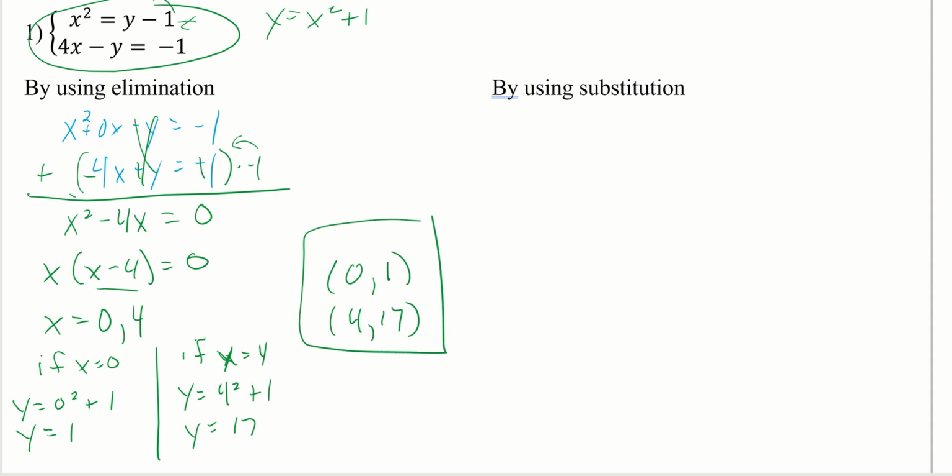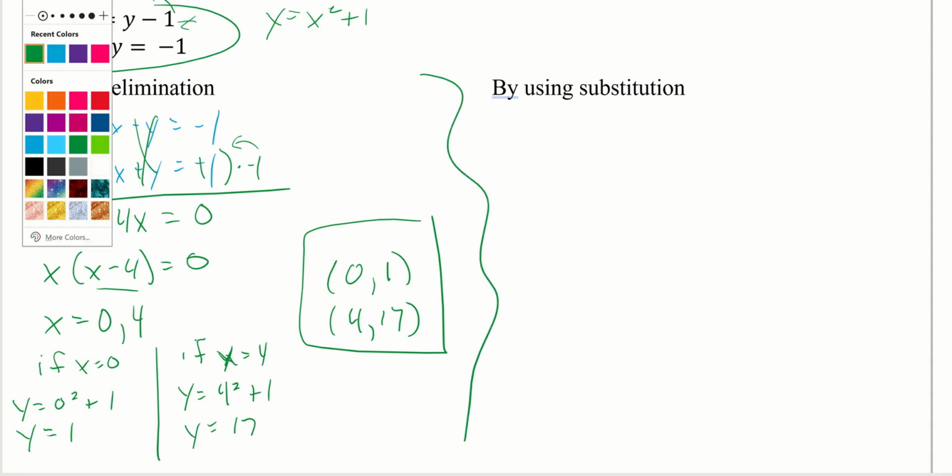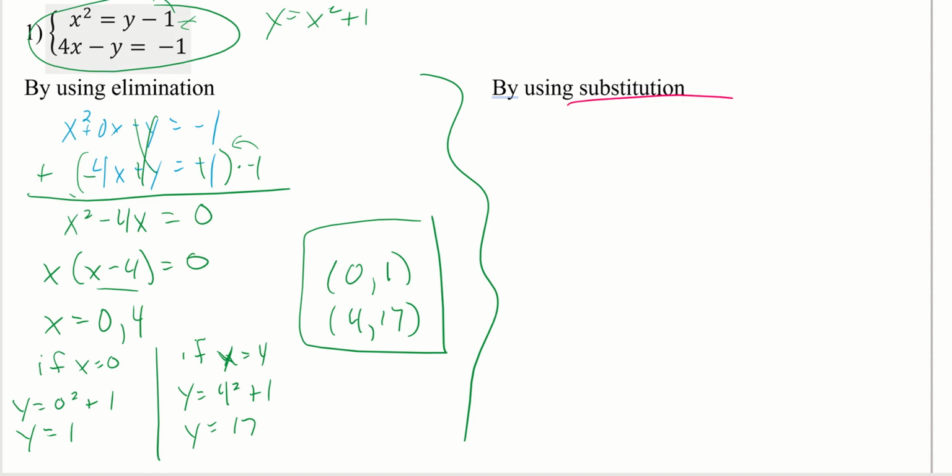So those would be my two solutions, aka where they intersected each other. Now, by substitution, we do the same exact thing. We should get the same answers over here, but let's see the process. So by substitution, we want to get one of the variables by itself. Thankfully, because of elimination, I've already done that.